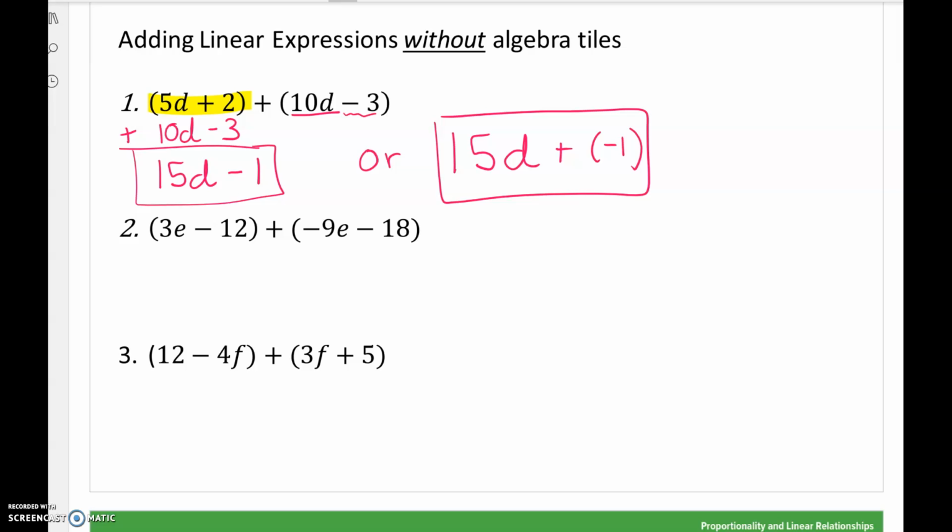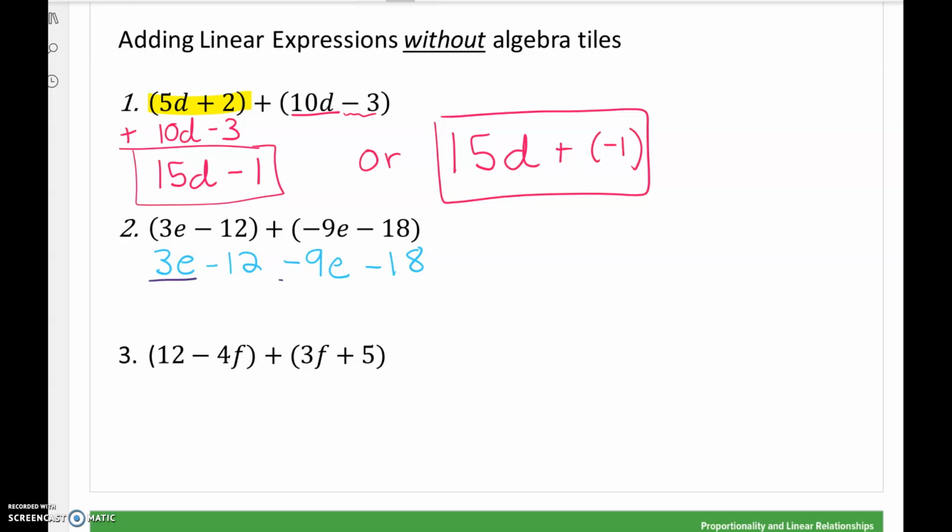So the other way to do it is just to first break them up from our parentheses. Because there's nothing being multiplied outside my parentheses, we really don't even need them at all. So I'm going to write all my terms out as a list. So 3e minus 12, and then it says plus negative 9e, so that'd be minus 9e, and then minus 18. Then match up my like terms just like I did before.